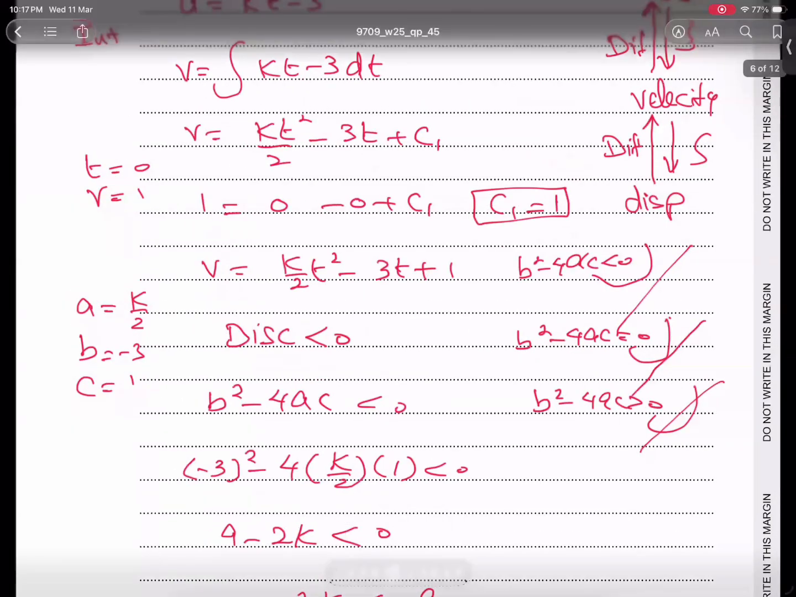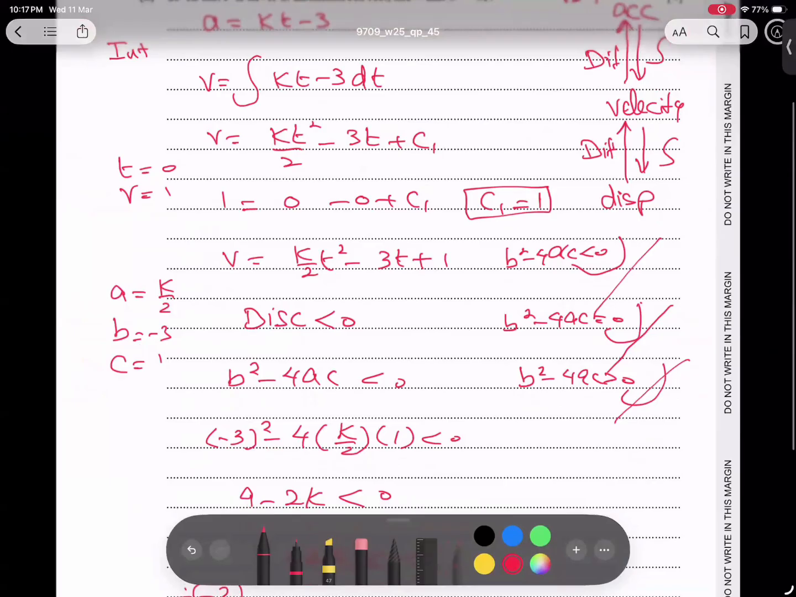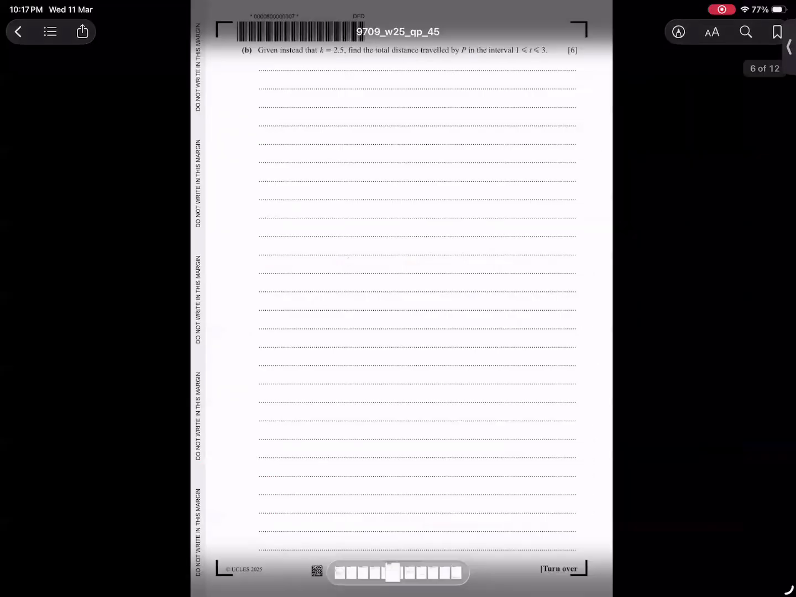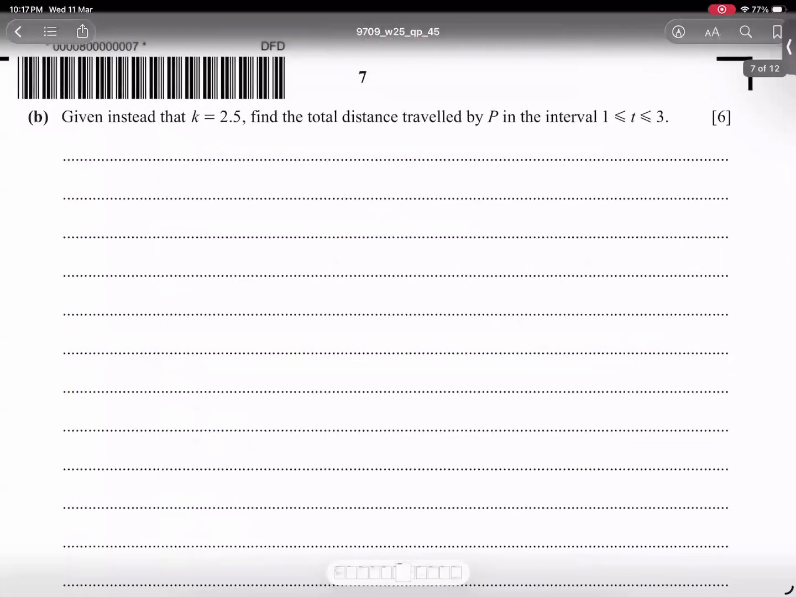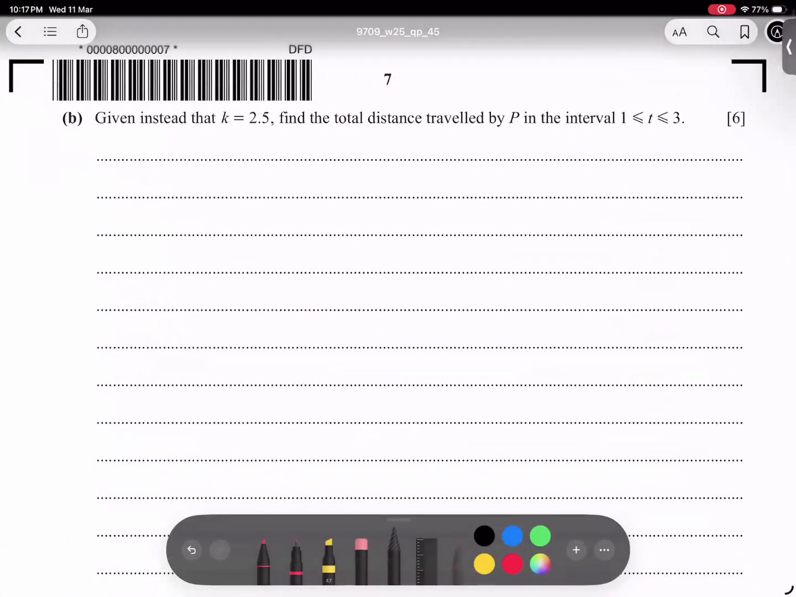this equation, I'm going to copy from here. I need a next page. Okay, so let's start. All right. And now we can see here clearly, but he said k value is 2.5. So 2.5, and divide by 2 becomes 5/4. I write in fraction form. So velocity becomes 5/4 t square negative 3t plus 1.